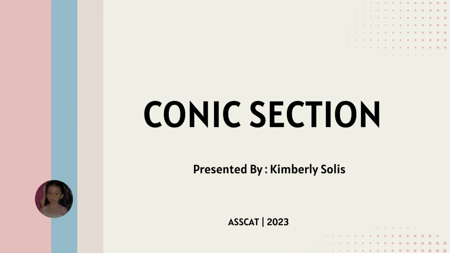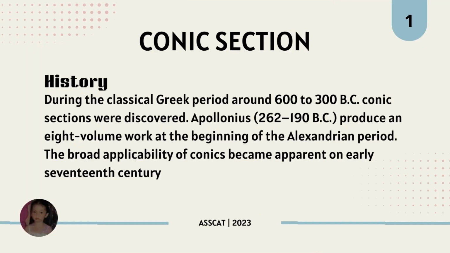For this video, I'm going to discuss the conic section. History of conic section. During the classical Greek period around 600 to 300 BC, conic sections were discovered. Apollonius produced an eight-volume work at the beginning of the Alexandrian period. The broad applicability of conics became apparent in the early 17th century.